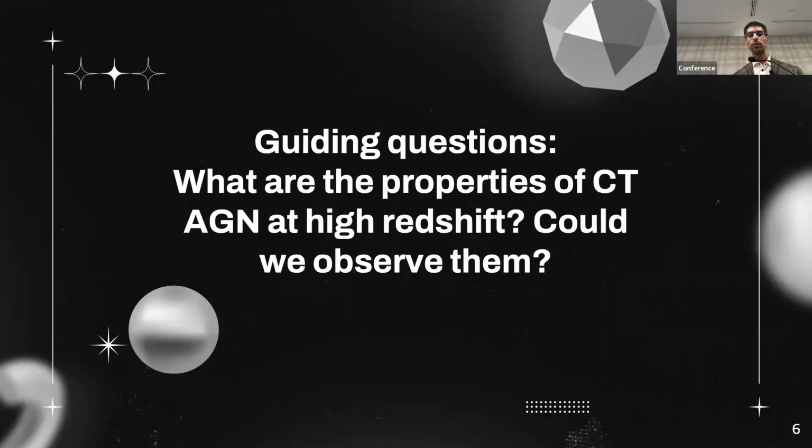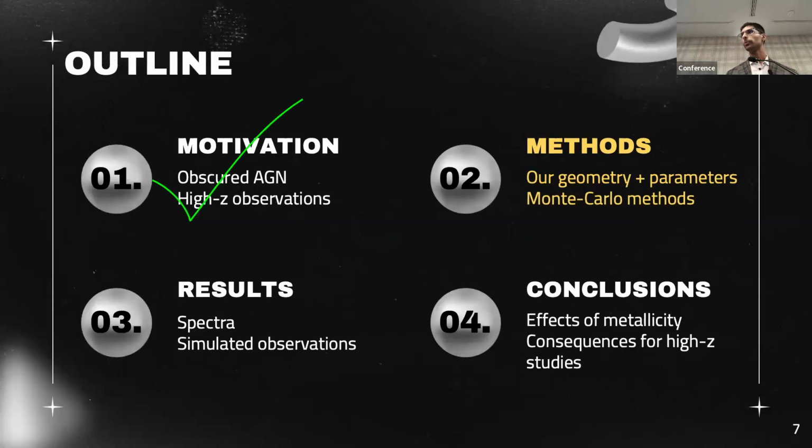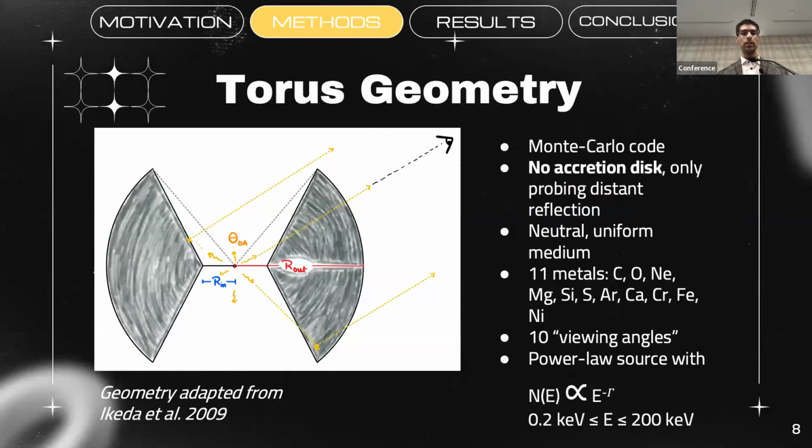So the guiding questions for our work are: what are the properties of Compton-thick AGN at high redshift, these very obscured objects, and could we potentially observe them? Now I'll talk a little bit about the methods that we used. I wrote a Monte Carlo code. This is similar in style to other codes that are out there, but it uses the geometry that you see on the left. I just want to make it clear: there's no accretion disk here. We're only probing the distant neutral reflection.